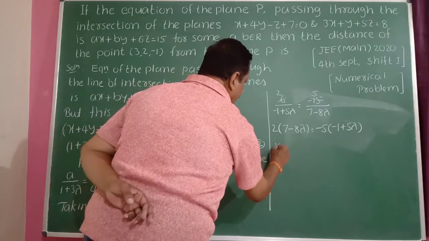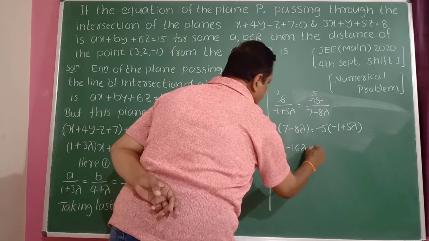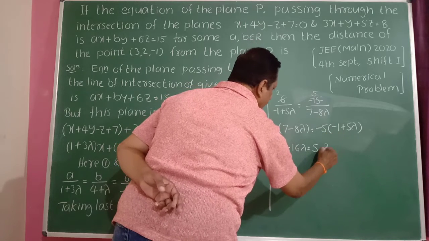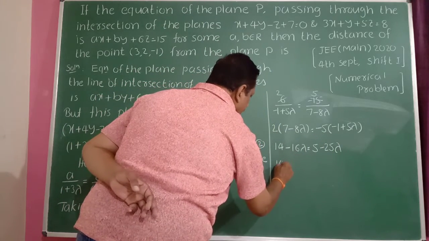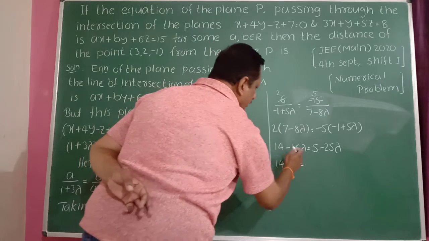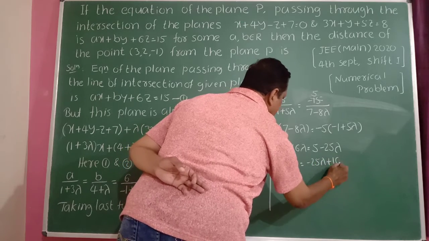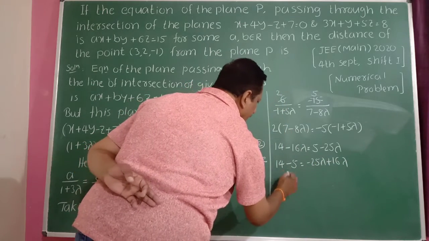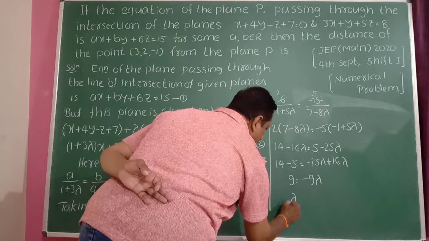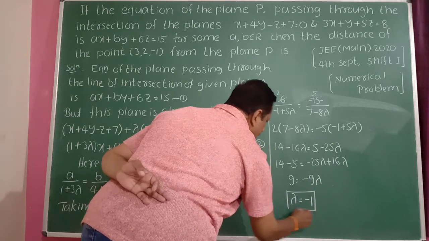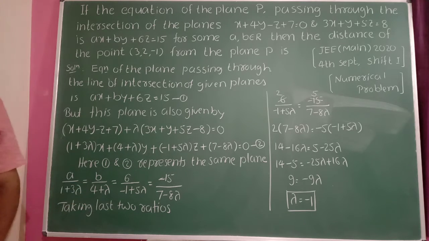Then 2 sevens are 14, minus 8 twos are 16 lambda. Then minus 5 into minus 1 gives plus 5, 5 fives are 25, minus 25 lambda. Take 5 this side, so 14 minus 5 is equal to, take minus 16 lambda that side, so minus 25 lambda plus 16 lambda. So 14 minus 5 becomes 9, minus 25 plus 16 is minus 9 lambda. Therefore the value of lambda is minus 1. Use that lambda value, substitute here.